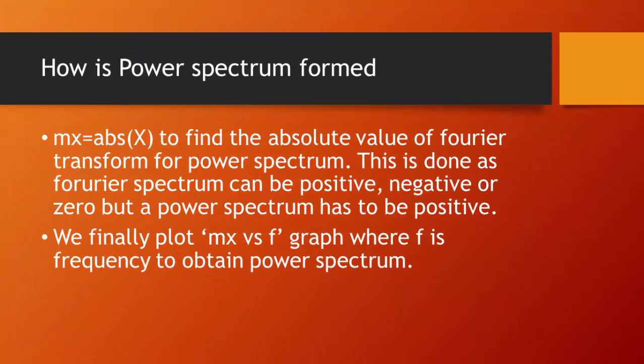How is the power spectrum formed? Mx equals the absolute value of x, to find the absolute value of the Fourier transform for the power spectrum. This is done as the Fourier spectrum can be positive, negative, or zero, but a power spectrum has to be positive. We finally plot Mx versus f, where f is the frequency, to obtain the power spectrum.